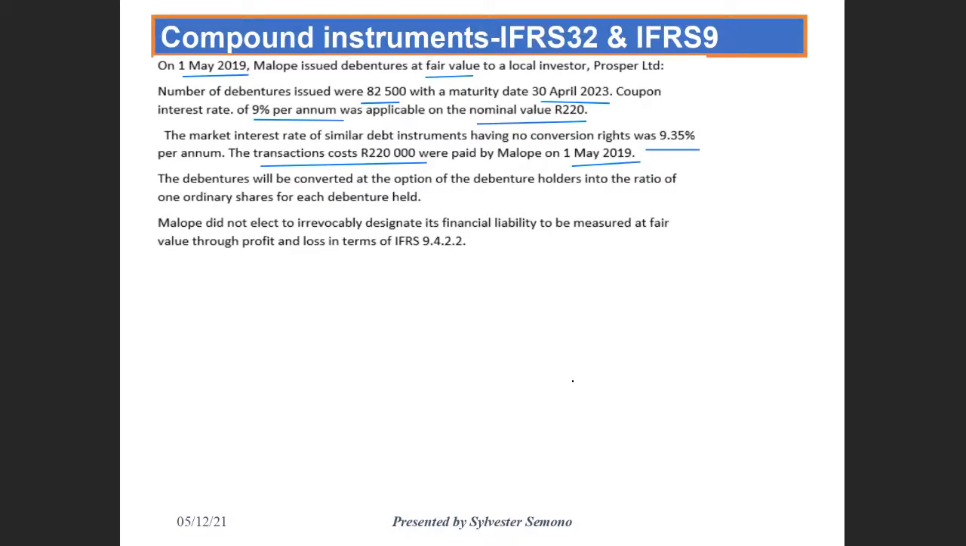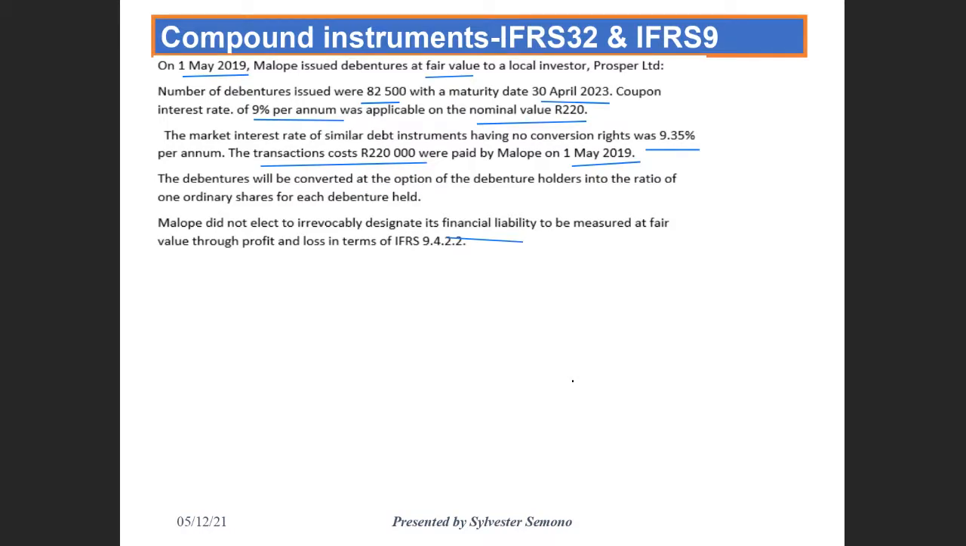Let's analyze further. The debentures will be converted, at the option of the debenture holder, at a ratio of 1 ordinary share for each debenture held. Malobi did not elect to irrevocably designate its financial liability to be measured at fair value through profit or loss in terms of IFRS 9.4.2.2. So again, they did not elect to classify the financial liability according to profit and loss.